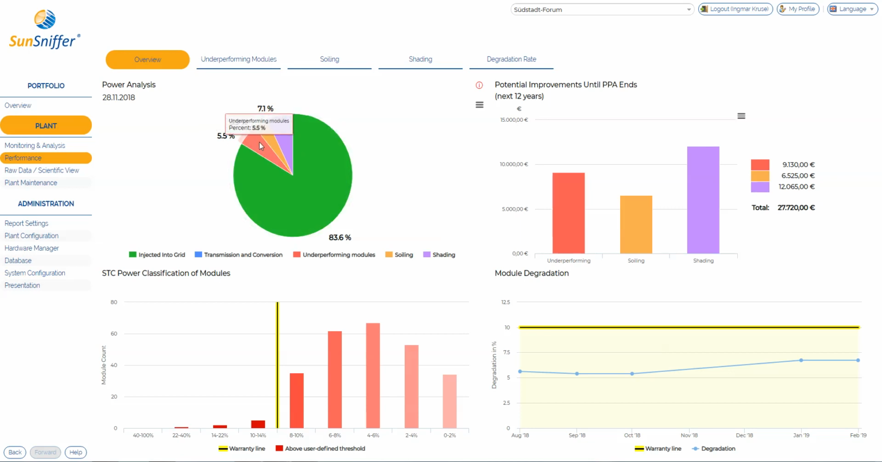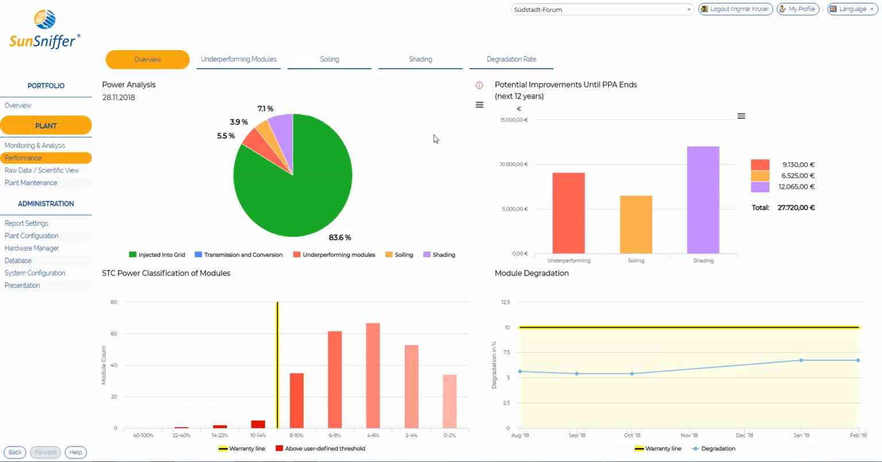One is underperforming modules. In this case, we're losing 5.5%. And soiling, where we're losing 3.9%. And we have shading, where we lose 7.1%. All this data is automatically generated from our artificial intelligence system, and it requires, of course, a high quality irradiation sensor, and the rest is done through our system.